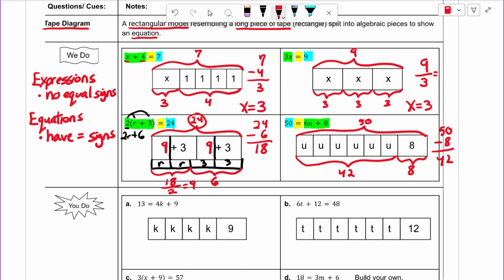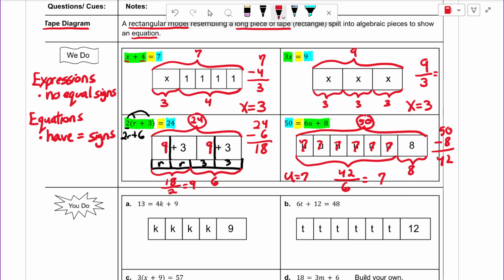Now how many U's are there? There are 6 of them. So we're going to divide 42 up into 6 pieces. And when we do that, we get 7. So that means U is equal to 7. Let's find out. So we have a 7, 7, 7, 7, 7, and 7. Well, if you add up all those 7's and the 8, you do get 50. All right, so that's how the tape diagrams work.